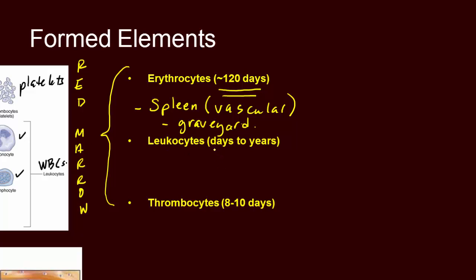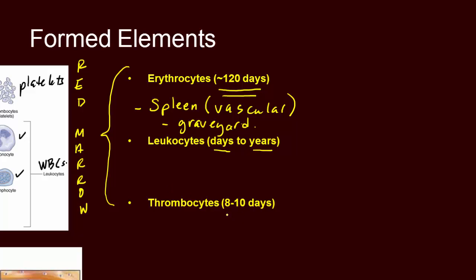Leukocytes. So leukocytes are white blood cells. We can find them living in our cardiovascular system for days and sometimes even years. Okay, so an infection that you got when you were a child, you may have produced white blood cells that you still have today, and those white blood cells are called memory cells, and we're going to talk about those when we get to the immune system. Other white blood cells only stick around for a few days, and then they're taken out of circulation.